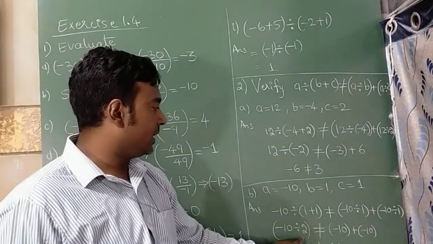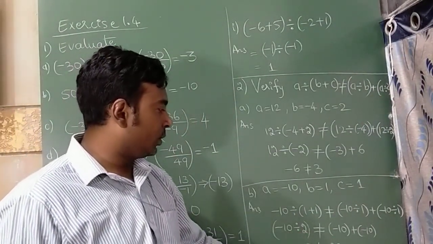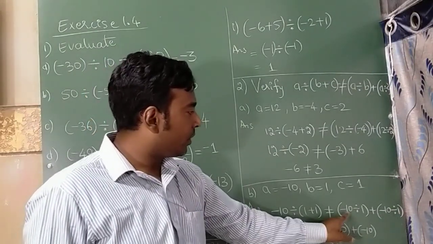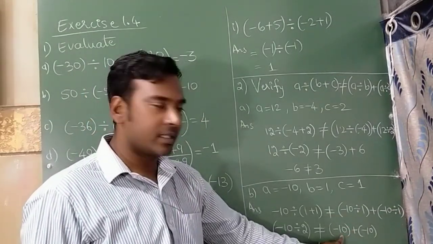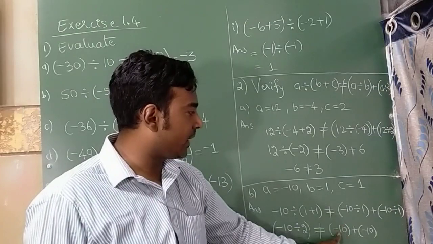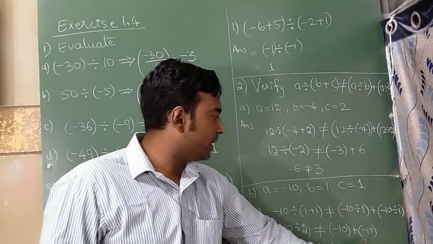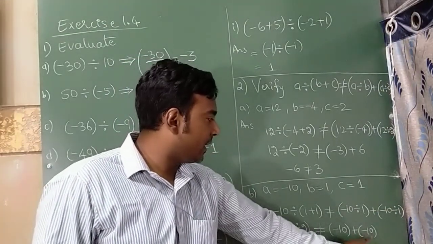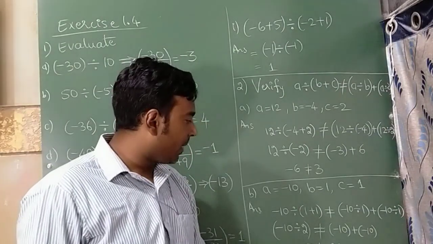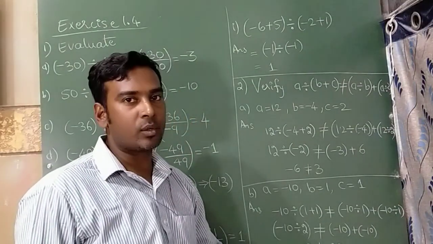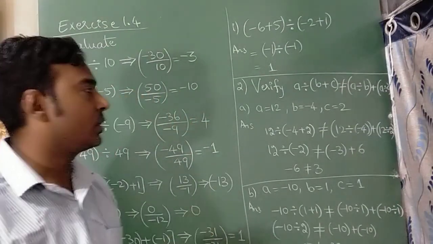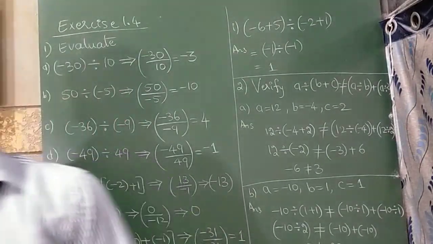Now 1 plus 1 is 2, 10 divided by 2 is minus 5. Now 10 divided by 1 is 10, that is minus because of minus here. Minus 10 divided by 1 is minus 10. So minus 10 and minus 10 is minus 20. So minus 5 is not equal to minus 20. So let's go to the next sum.